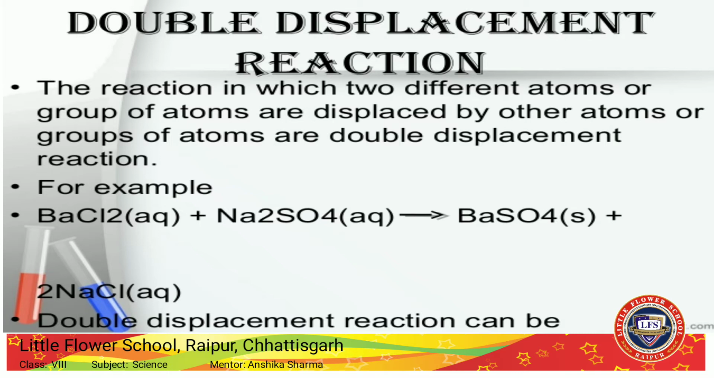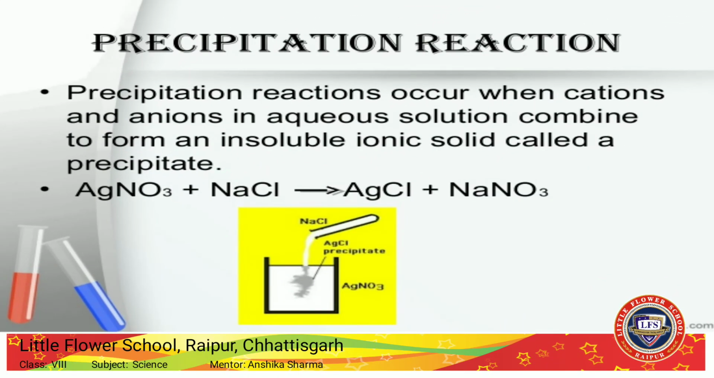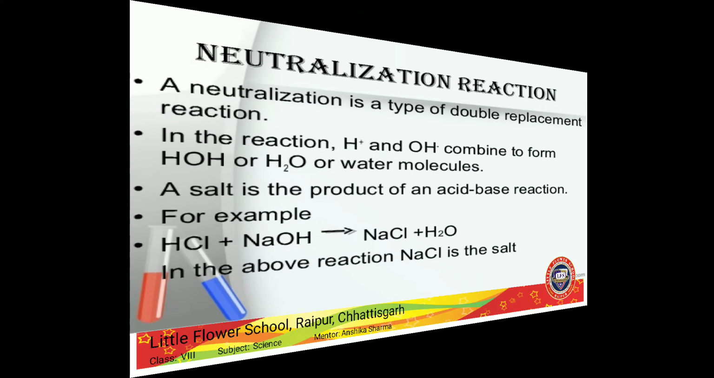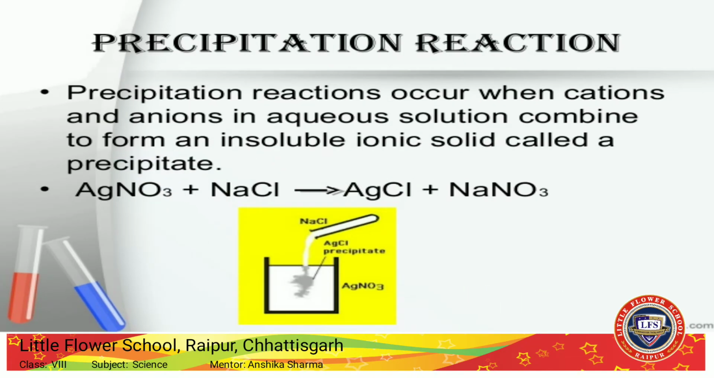Double displacement reaction can be of two types. First is precipitation reaction. Precipitation reactions occur when a cation and an anion in solution combine to form an insoluble ionic solid called a precipitate. AgNO3 plus NaCl gives AgCl plus NaNO3.